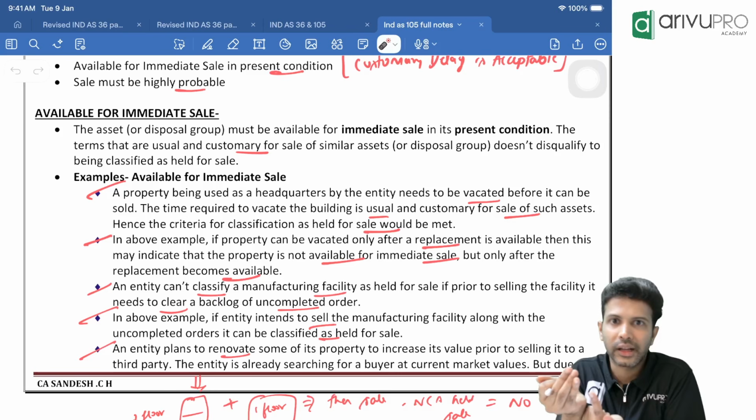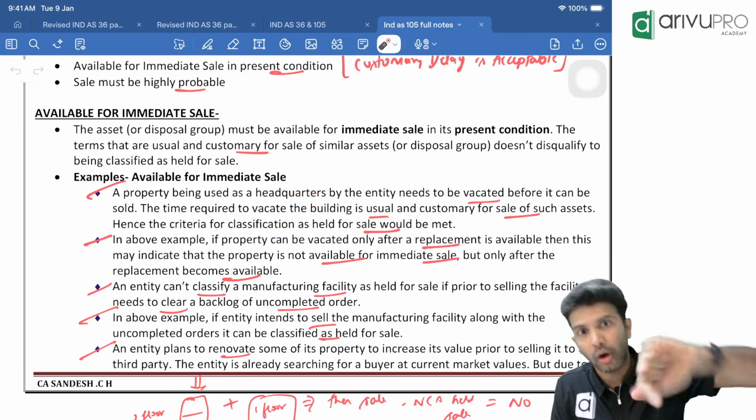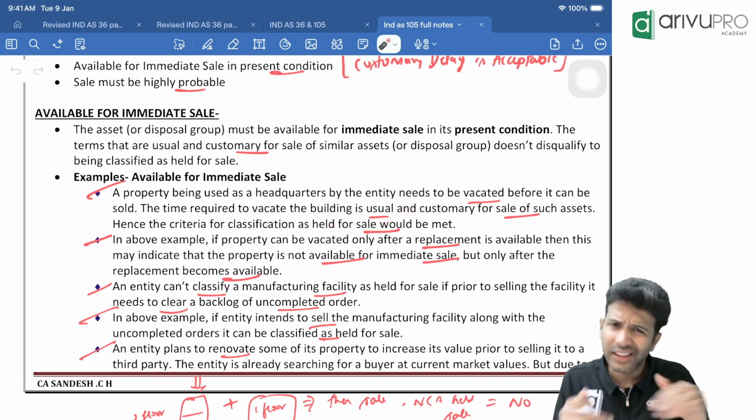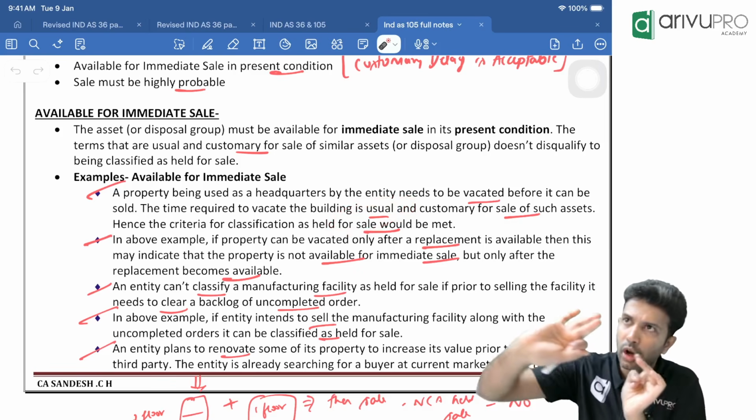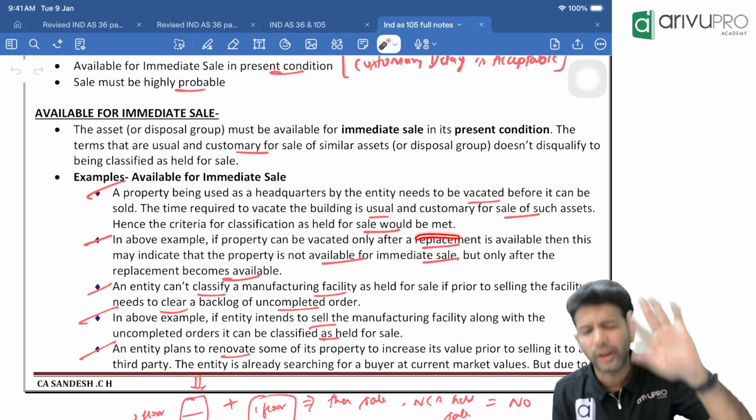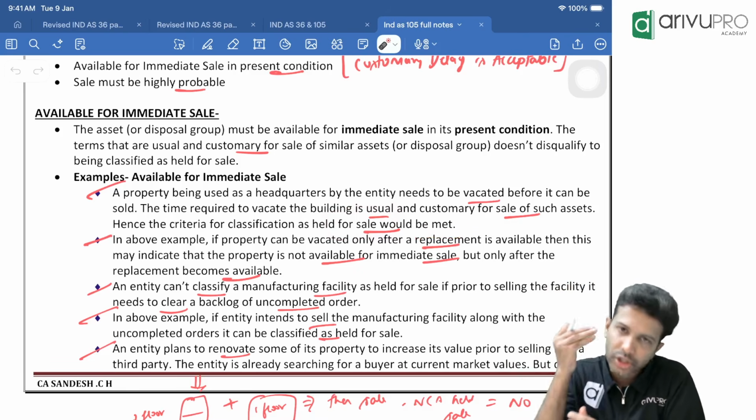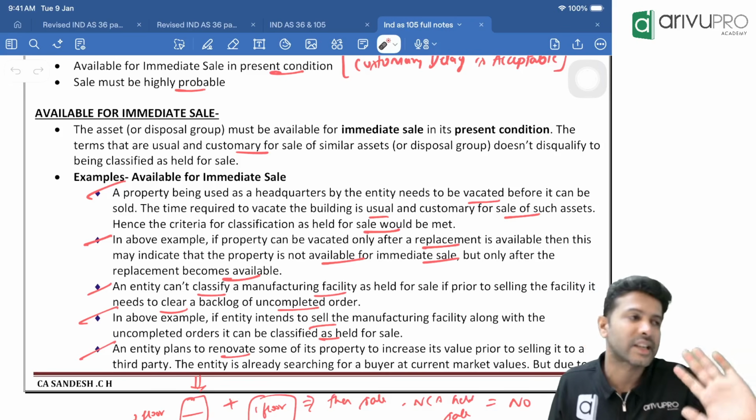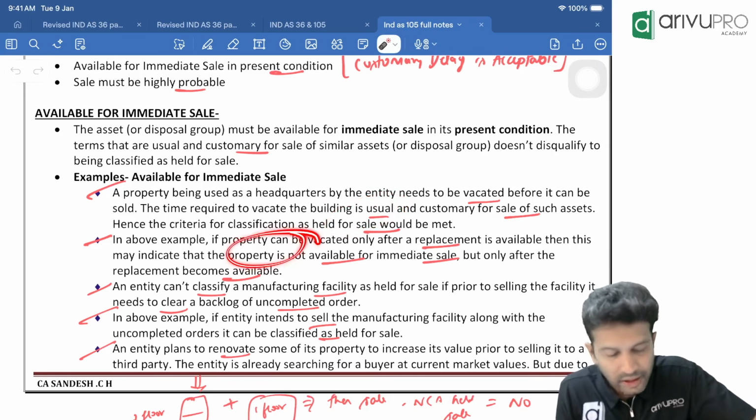Now the question will arise, will you classify this building as held for sale today or after vacation, that is after 1 month? So vacating the building is a customary delay. It is normal for this transaction, yes or no? So that means you will not classify it as held for sale after 1 month. You will classify it as held for sale today itself. Meaning you would say it is sellable in the present condition today itself and classify it as held for sale, provided other conditions are also satisfied. Understood, sir?